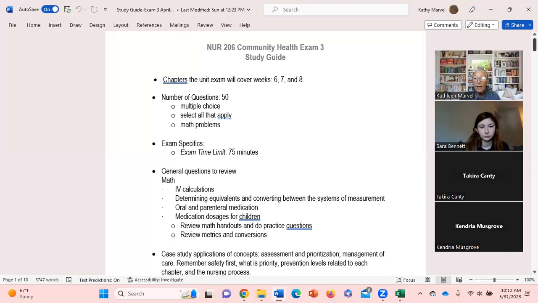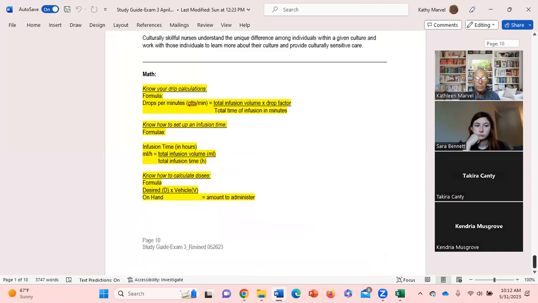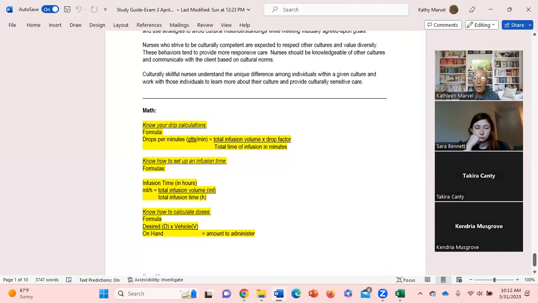You're welcome. And then as far as math goes, at the end of this study guide, I've highlighted in yellow for you, there's some simple math setup equations. Okay, information on how to set up equations, about drip calculations, how to set up an infusion time, how to calculate your doses. Okay, so there's a good little cheat sheet on simple math conversions or setups. Okay.